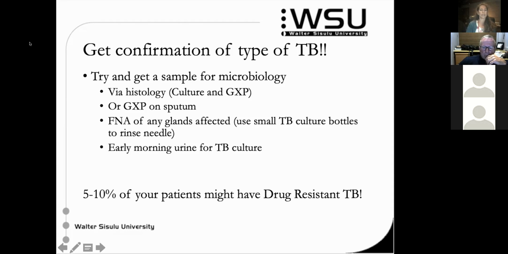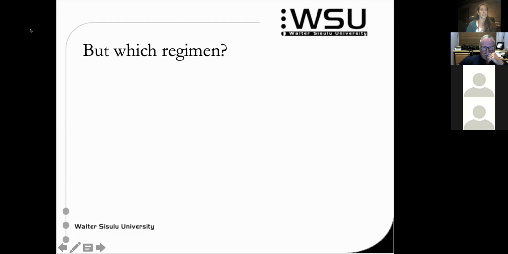And just to remember, in our area, probably 5 to 10% of your patients might have drug-resistant TB. And with spinal TB, we don't have time to waste. So you don't want to discover 1 month or 2 months down the line that your RHZE has not been doing the trick. So try and get some sort of TB culture or GeneXpert off to find those drug-resistant TBs nice and early. So which regimen?